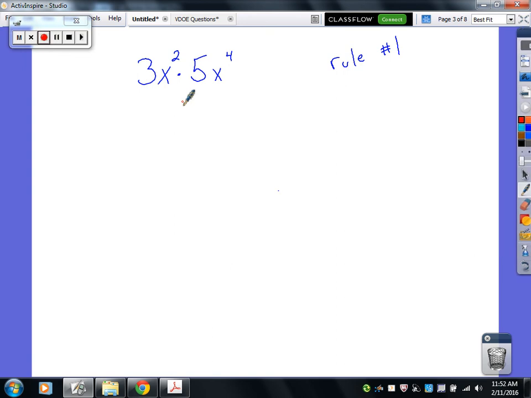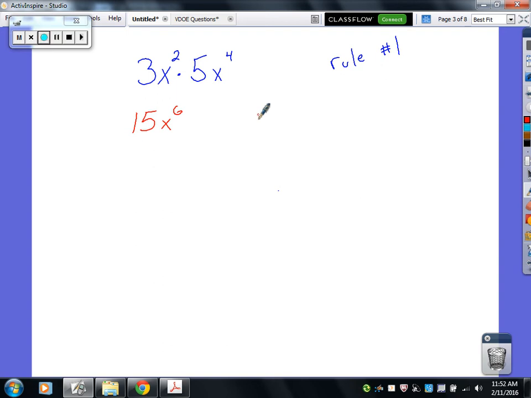Understand that 3 and 5 are not exponents. They're just regular numbers, so they follow just normal multiplication rules. So what's 3 times 5? 15 x to the 6th. That's rule 1. I add the exponents, and I only can add them because they have the same base. If this was like x squared and y to the 4th, I could not add them. Any questions? Let's do another.